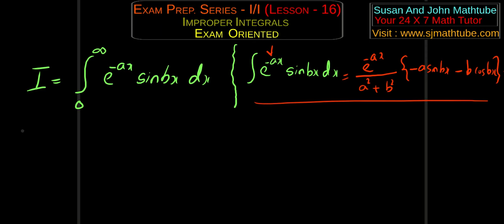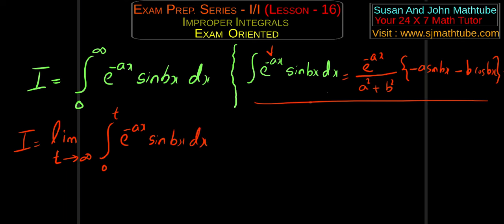Okay, and on this side what we do is, we already identified this is a type 1 improper integral. So we convert this type 1 improper integral into a limiting problem. That is, we write limit t tends to infinity, integral 0 to t e power minus ax sin bx dx. We already know the integral. So all you have to do is plug in that value.